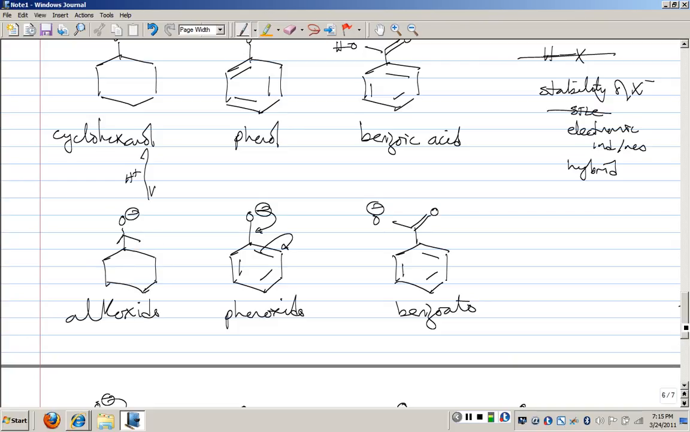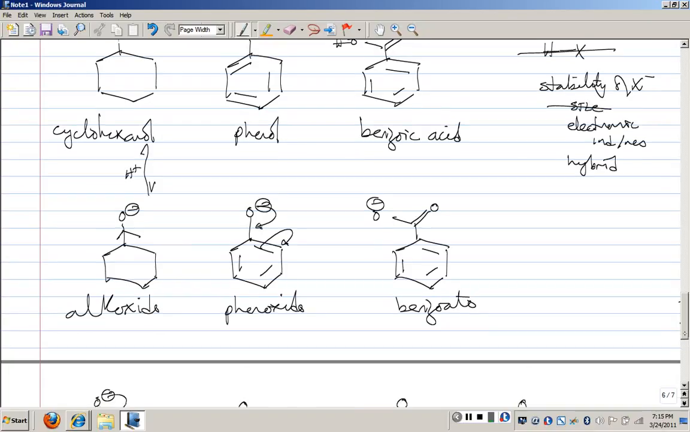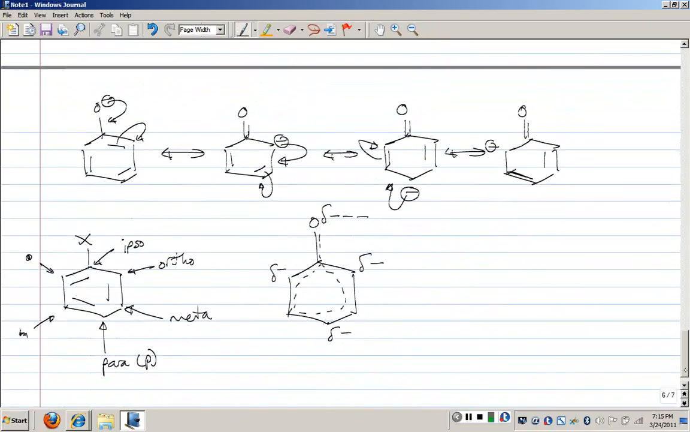Whereas my phenoxide is actually a fairly stable entity because of resonance, and therefore it's not going to be a very strong base. It's a modestly weak base, and as a result, the phenols are modestly acidic. Right? Phenols are modestly acidic compounds.